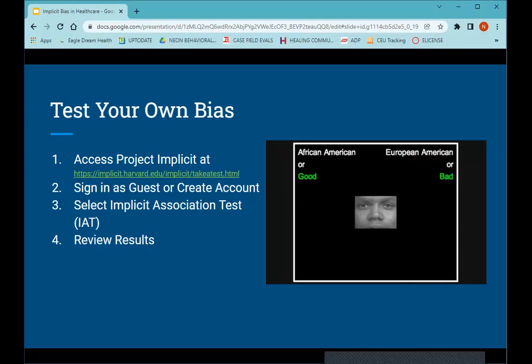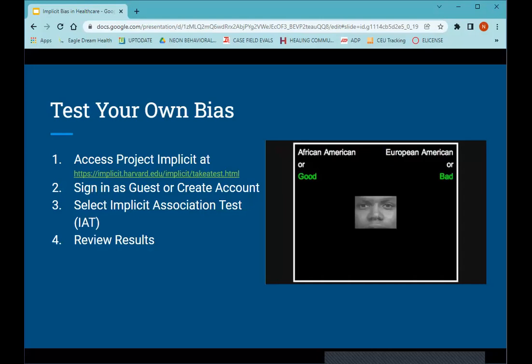And basically what it does is that if your brain is really good at linking Black faces to the word good, then you have a positive bias towards Black faces. If your brain is a little bit slower at linking Black faces to the word good, you might have some bias. It's as simple as that. And that's how the test works.